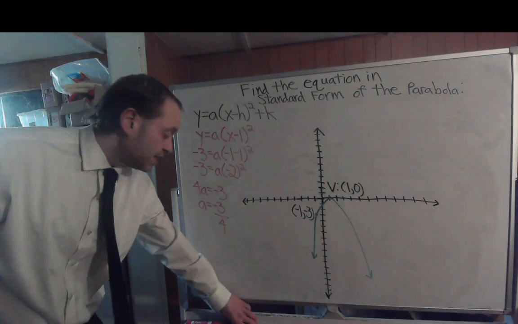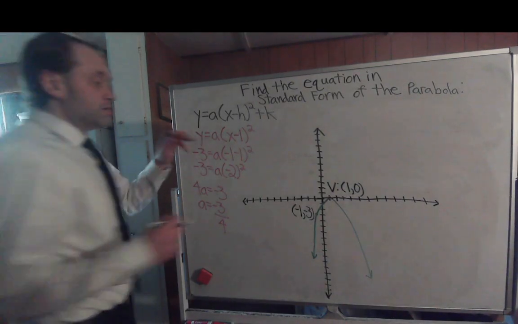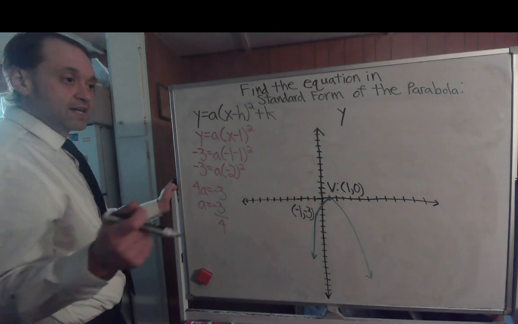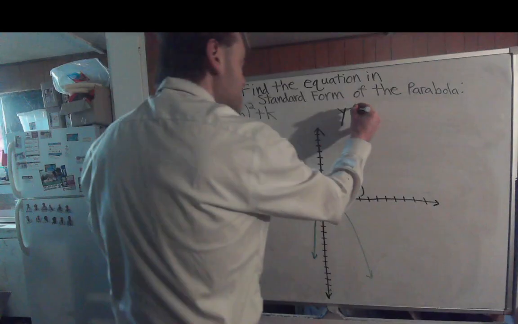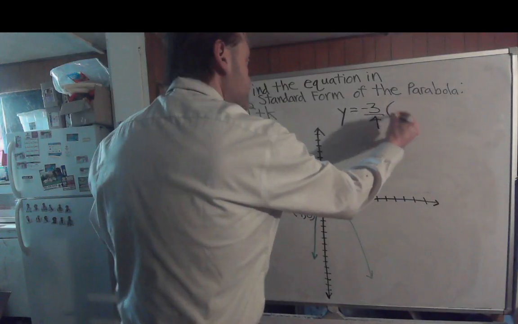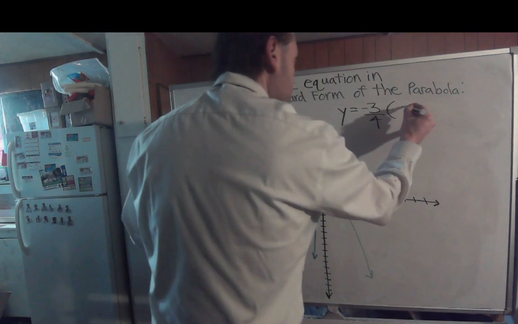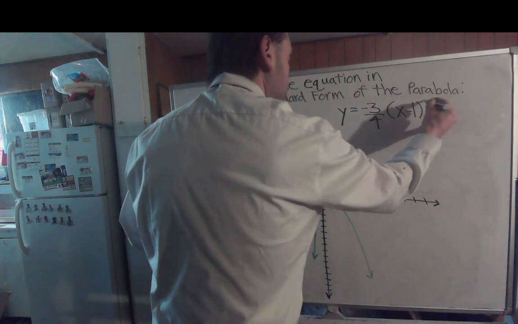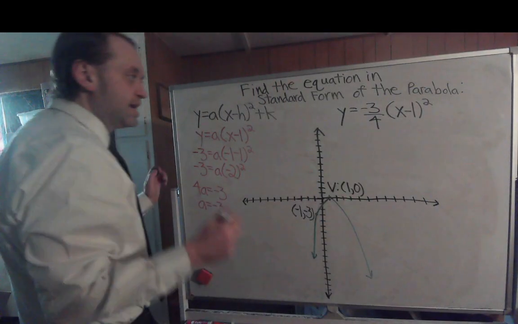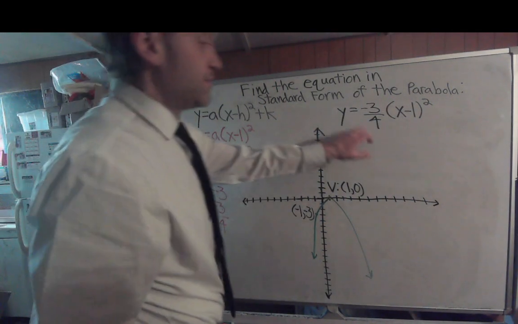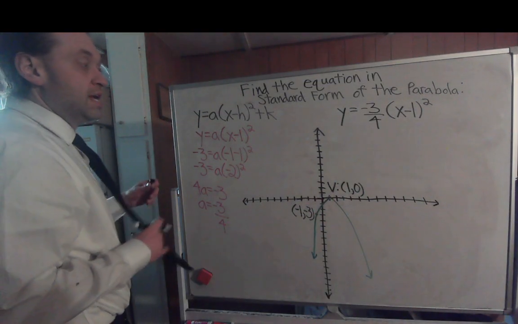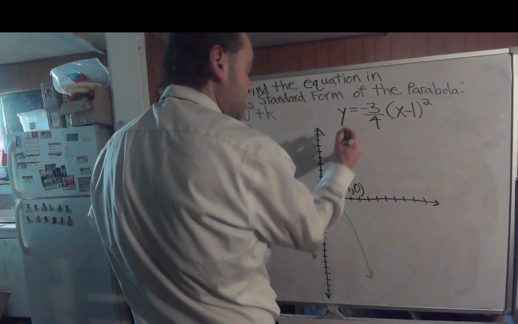So let's come over here. Let's put this in for the general form for this equation for a vertex. For the vertex form, y is going to equal that a of -3/4 times the quantity of x minus 1 squared, because 1 is the x coordinate of your vertex and 0 is the y coordinate of your vertex, so we don't have to add anything. So here's the vertex form for the equation of this parabola. Now let's expand this out to get the standard form.